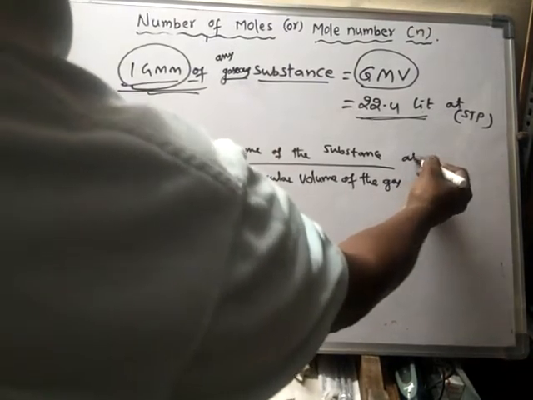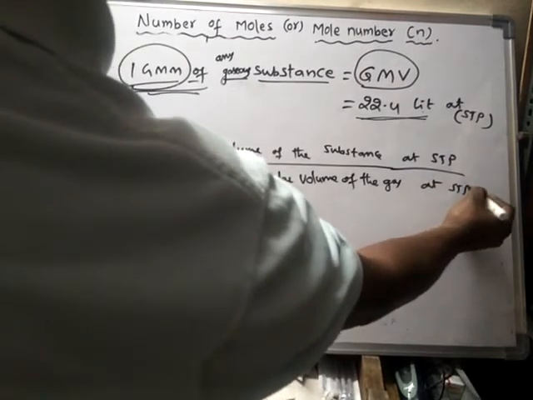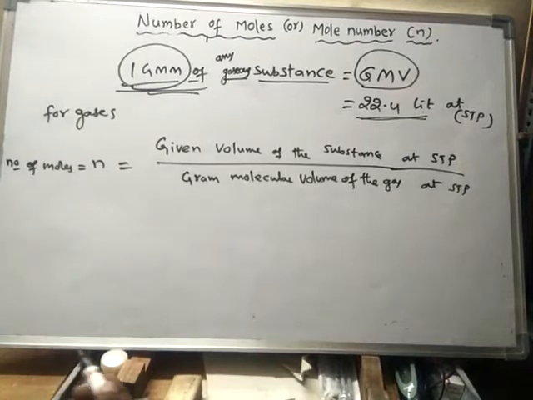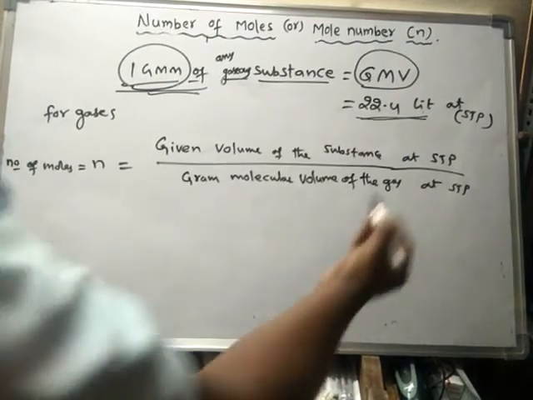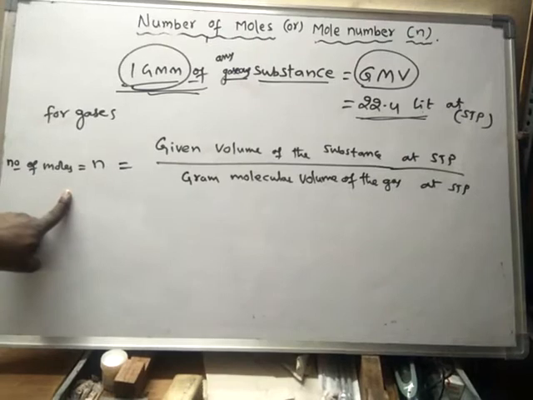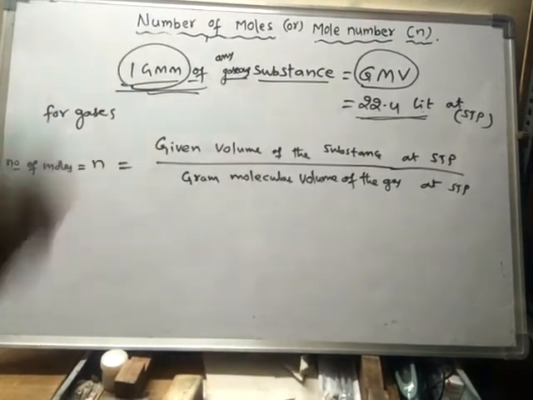Suppose it is at STP, then here also we have to take it at STP, standard temperature and pressure. What is standard temperature? Standard temperature is 0 degree centigrade and standard pressure is 1 atmosphere pressure. So STP conditions means 1 atmosphere pressure and 0 degree centigrade. So this is the relationship to find the number of moles when a certain amount of gas is given in volumes.